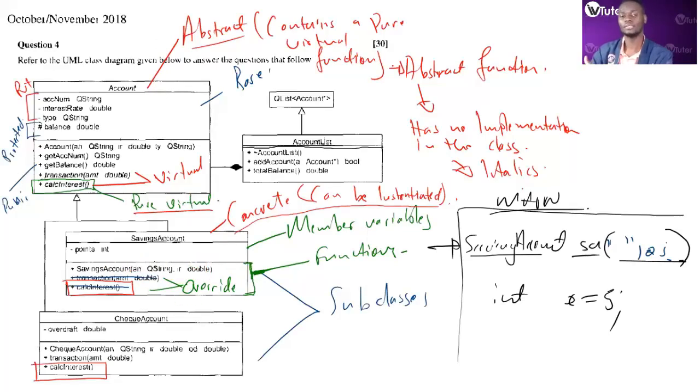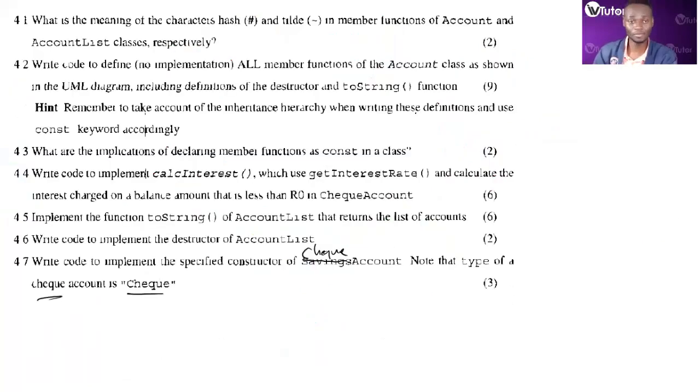Remember, when dealing with a UML class diagram, it's written in reverse. You start with the name of the variable, then the type, like you see here. Account number is a QString, interest rate is a double. But when you write the code, you start with the type, then the name of the variable. Okay? So let's look at how you would implement the constructor of a subclass.